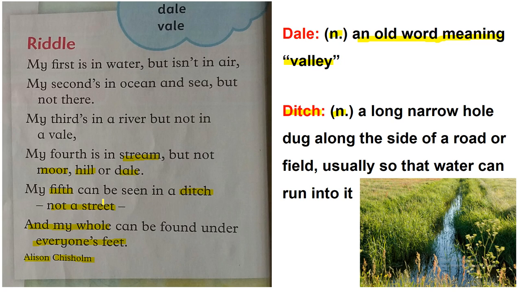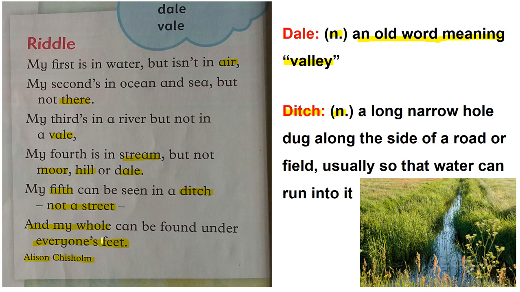Okay, let's return back to the rhyming words and alliteration. Do we have any rhyming words or alliteration in this poem? What about the words air and there? Air and there are rhyming words. As well, we have vale and dale. And we have street and feet.